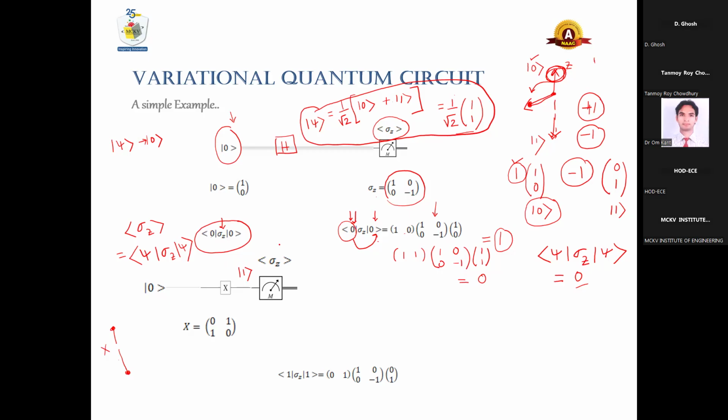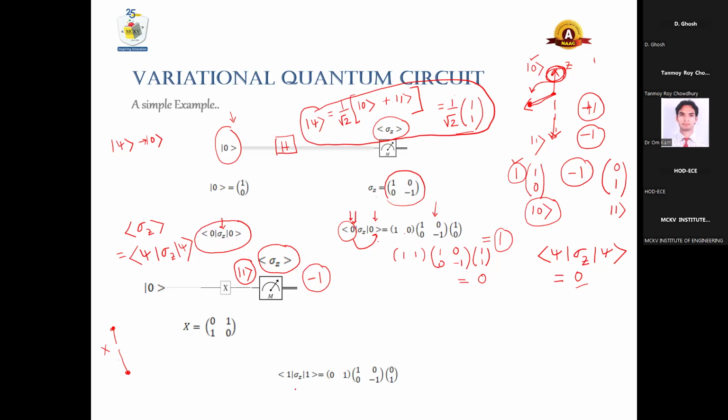Now, if you measure this sigma z, every person measuring sigma z will be getting ket 1 because it is in ket 1. So what is the average value? The average value will be -1 because the eigenvalue for ket 1 is -1. So the measurement outcome, the expectation value, will be -1.